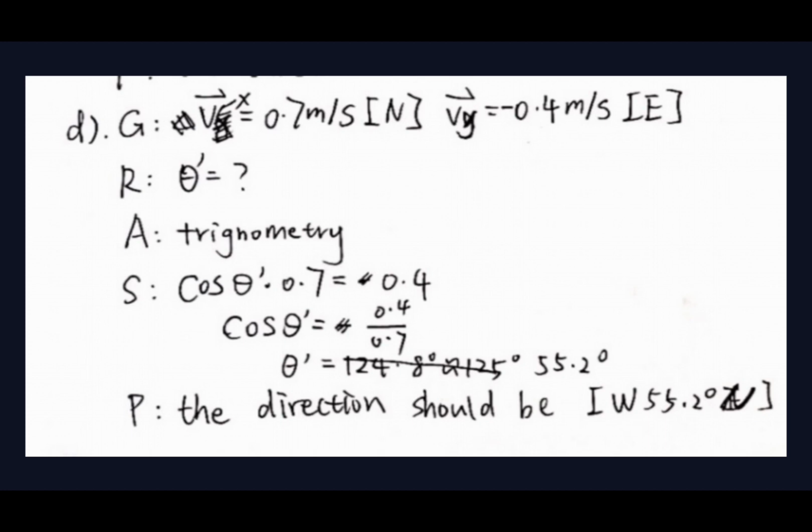And because the x-axis on the left is actually the direction west, the direction should be west and 55 degrees pointing north. So this is the end of the video, and I have explained all 4 parts of question 7 that was given to us during class time.